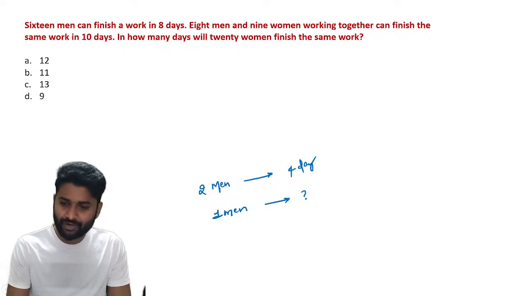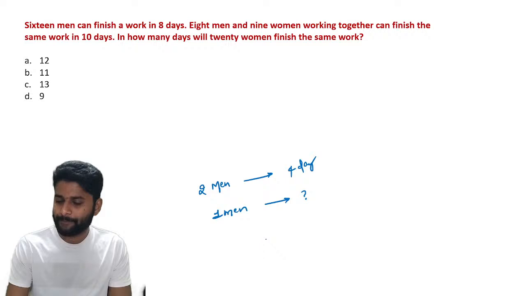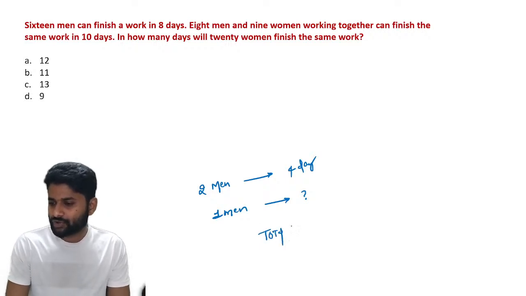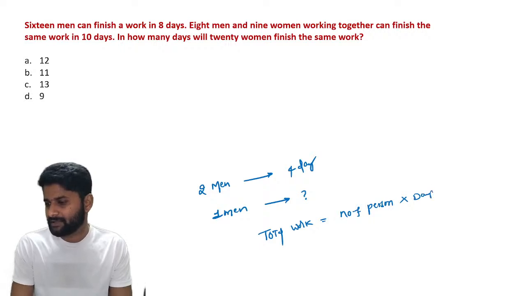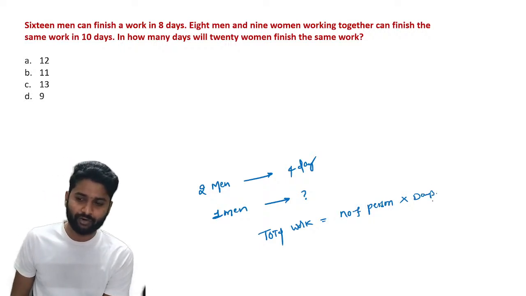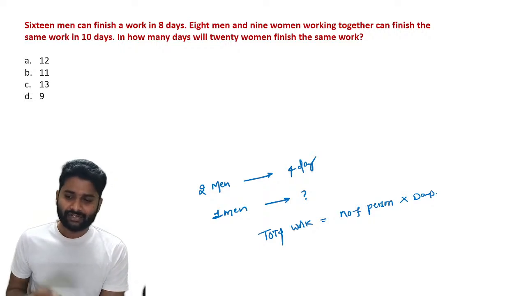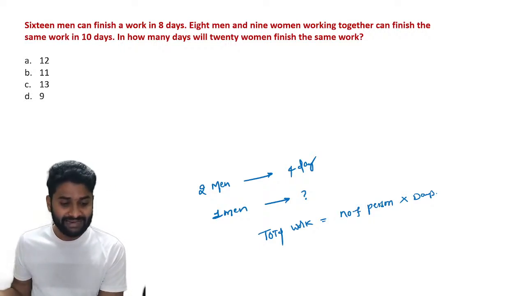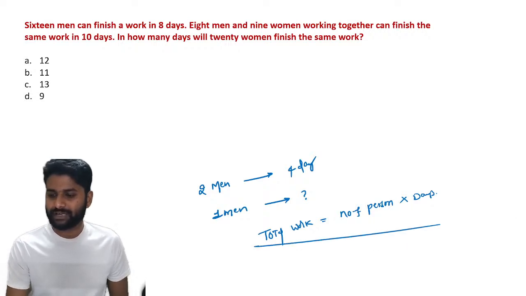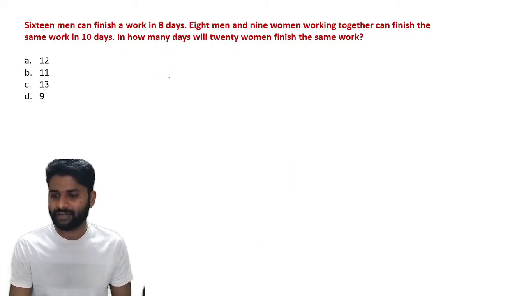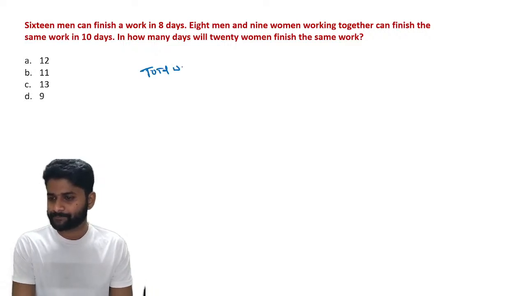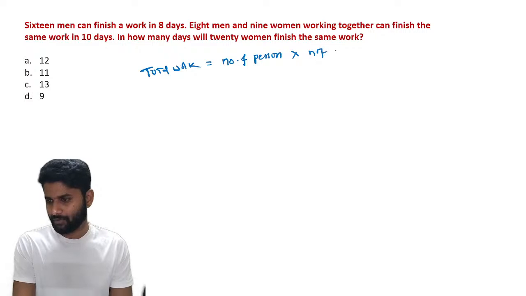Very good, Nana. So here one man can complete the work in 8 days. Why? Because the total work depends on the number of persons multiplied with the number of days. So two men can complete the work in 4 days, then the total work is 8 units. So 8 units can be completed by one man in 8 days. So remember that total work is equal to the number of persons multiplied with the number of days.